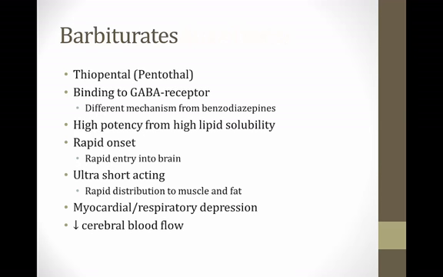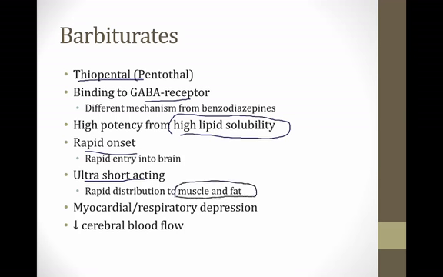So the one barbiturate that can be used as a general anesthetic is thiopental, which is also called pentothal, and it's a GABA drug. It binds to the GABA receptor, although it has a different mechanism from benzos. It's got very high potency because it's highly lipid soluble, and recall that lipid soluble drugs can easily cross the blood-brain barrier. It's got a very rapid onset for that reason, rapid entry into the brain, and it's ultra short acting. And the reason for this is because this drug likes to redistribute into muscle and fat. So the effect will quickly wear off, but it doesn't mean the drug's left the body. It just means the drug is being stored in the muscle and fat. It actually takes a while for it to completely wash out of the body.